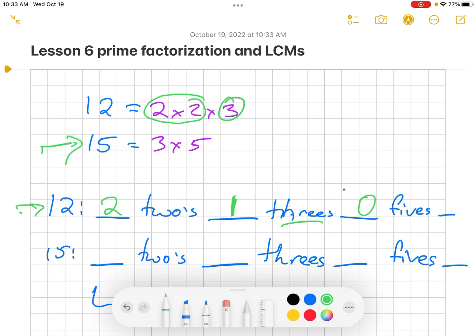All right, so now I'm looking at 15 and doing the same thing. How many times does 2 come up? Not at all. And then how many times does the 3 come up? Once. And how many times do 5's come up? It comes up once.